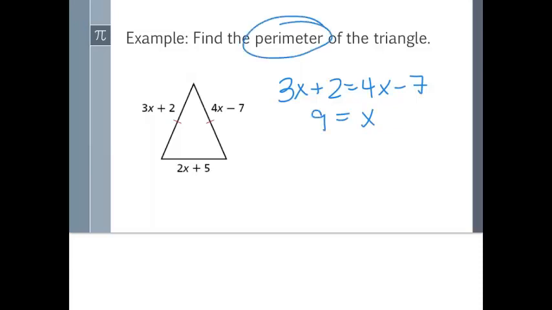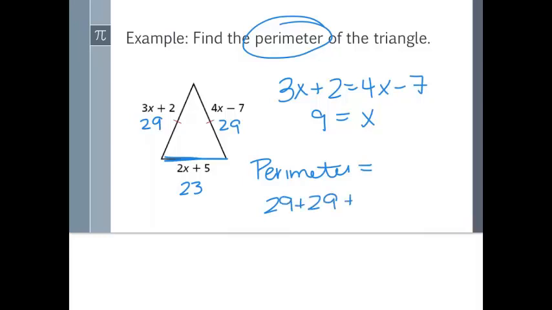But the question asks for perimeter. So if x equals 9, then this base of the isosceles triangle is 23. And we have the legs of the triangle being 29, both of them 29. Okay, so the perimeter is 29 plus 29 plus 23. Okay, and that's 58 plus 23, which is going to give us 81 units, whatever the units are.